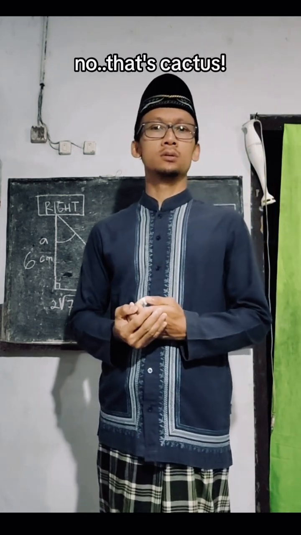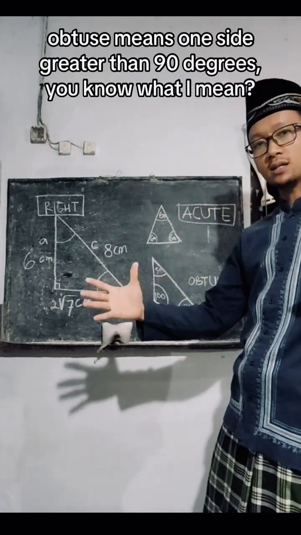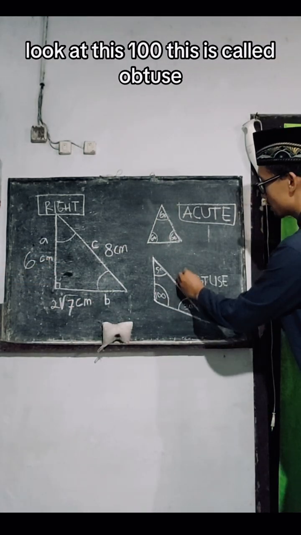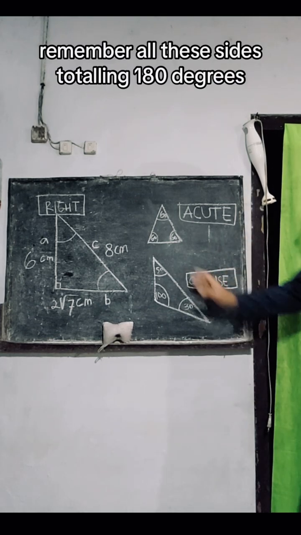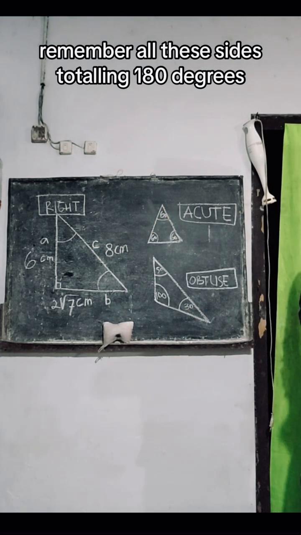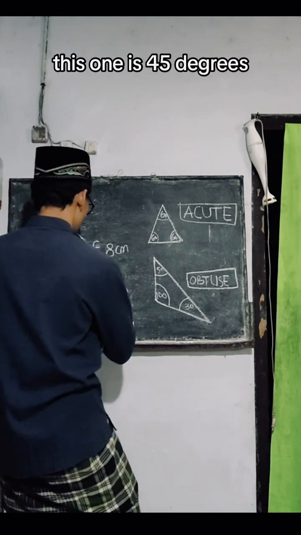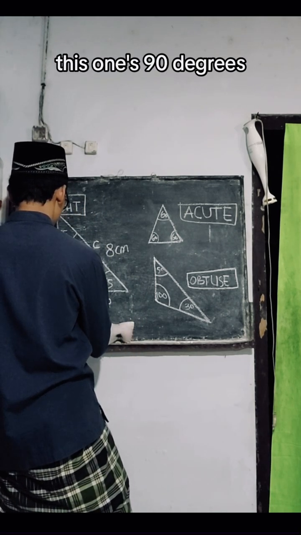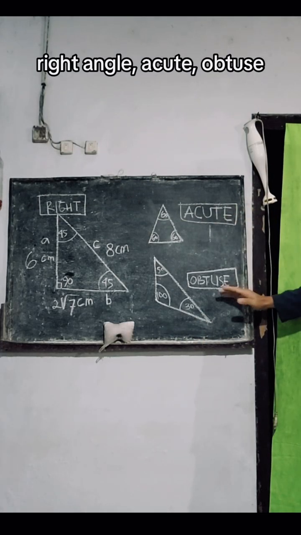Number 3 is obtuse, meaning one angle is obtuse, like a tree in the desert. No, that's a cactus. What is obtuse? Obtuse means one angle is greater than 90 degrees. You know what I mean? Look at this, 100. This is called obtuse. Remember, all these angles total 180 degrees. So I'd say this one is 45 degrees, this one's 45 degrees, and this one's 90 degrees. What? Right angle, acute, obtuse.